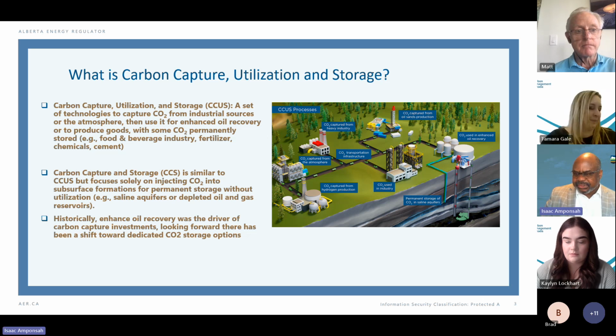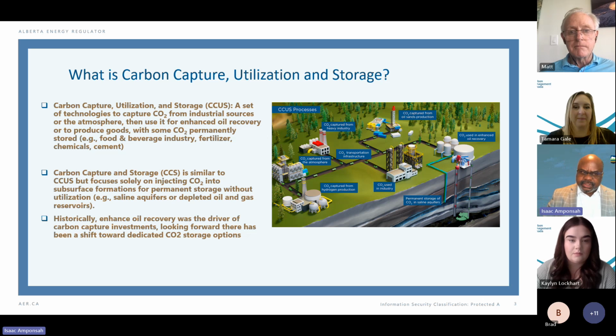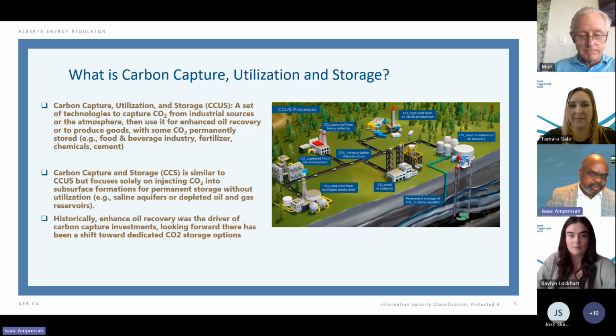We also have components called utilization, which, currently in Alberta, for the most part, is enhanced oil recovery. So CO2 is used to enhance oil recovery. That's where the CCUS comes in from the Alberta context. But in other sectors like the beverage industry, fertilizer, chemical manufacturing, and cement, some are looking at utilizing the CO2 as well. So certainly there is a lot of opportunity to utilize CO2 in other sectors. CCS typically excludes the utilization, where you're looking at those technologies capturing CO2, transporting it, and then injecting it into a deep formation. It can be either in a saline aquifer or depleted oil and gas reservoirs.